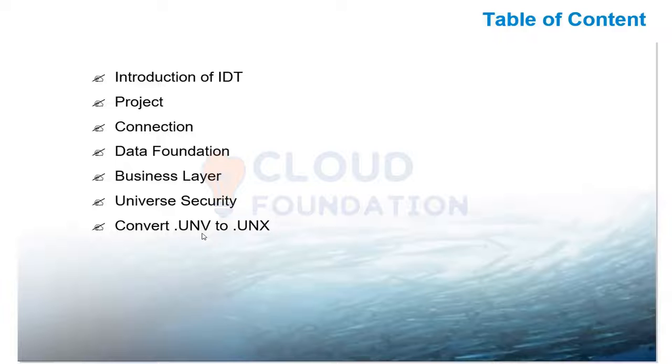That means UNV is a universe created using the universe design tool, which is the older version of the tool. UNX is a universe created using the information design tool, which is the newer version. From 4.1 onwards, we are getting IDT. Even till now, there are projects which use the universe design tool also. There is nothing to worry. The concept is more or less similar. The user interface and the steps might differ, but the main concept is the same in both tools. We will go ahead with IDT.